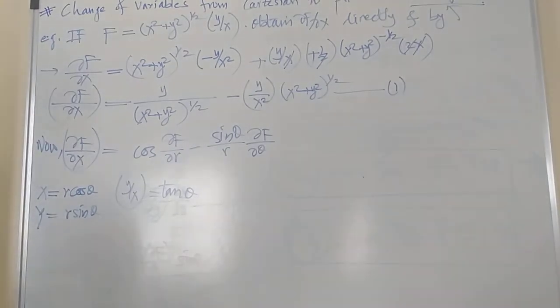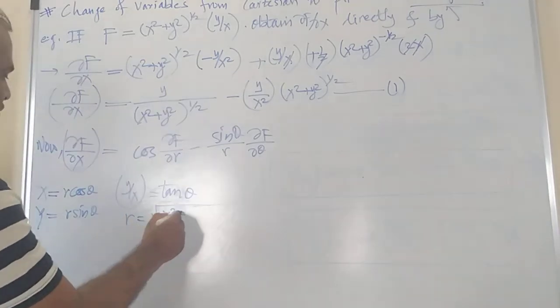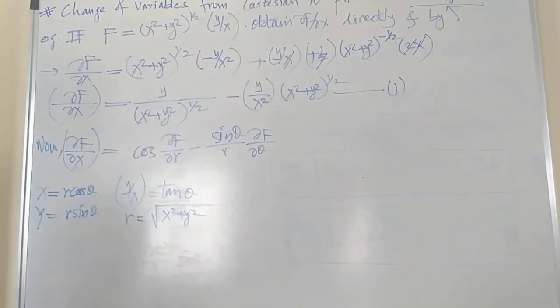And if you add the squares, you get r square cos square theta plus r square sin square theta. So r square will be equal to x square plus y square. Got it? And r will be equal to the square root of x square plus y square, that is this term.